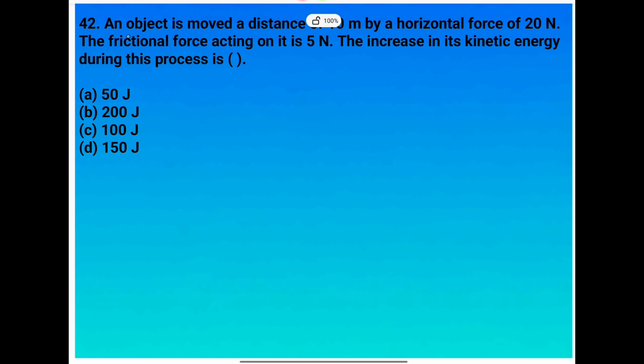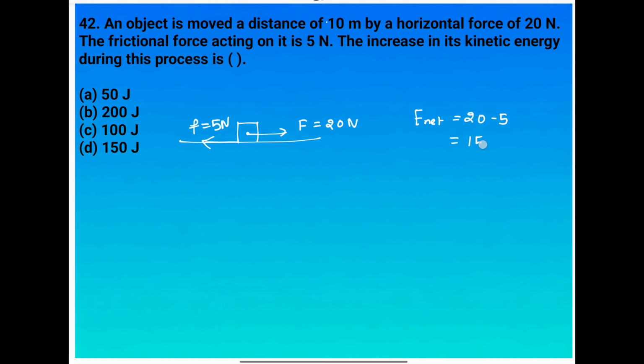Question number 42. An object is moved a distance of 10 meter by a horizontal force of 20 Newton. The friction force acting on it is 5 Newton. The increase in kinetic energy in this process is... Here suppose this is the object and a force of 20 Newton is applied on this object and friction force is given as 5 Newton. So the net force acting on the object will be 20 minus 5, that is 15 Newton.